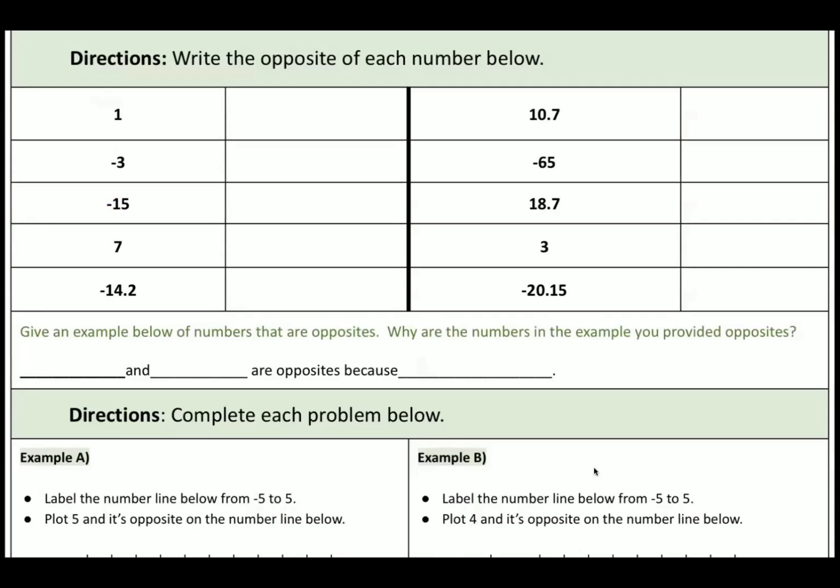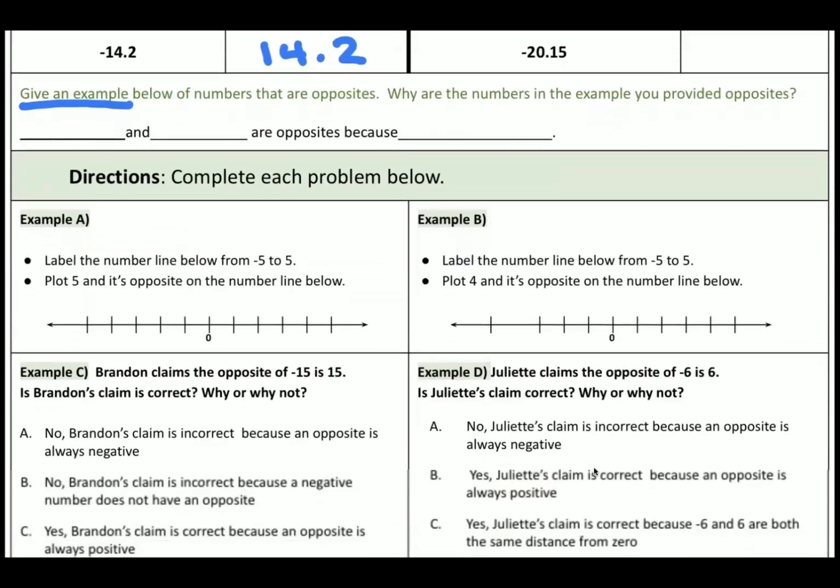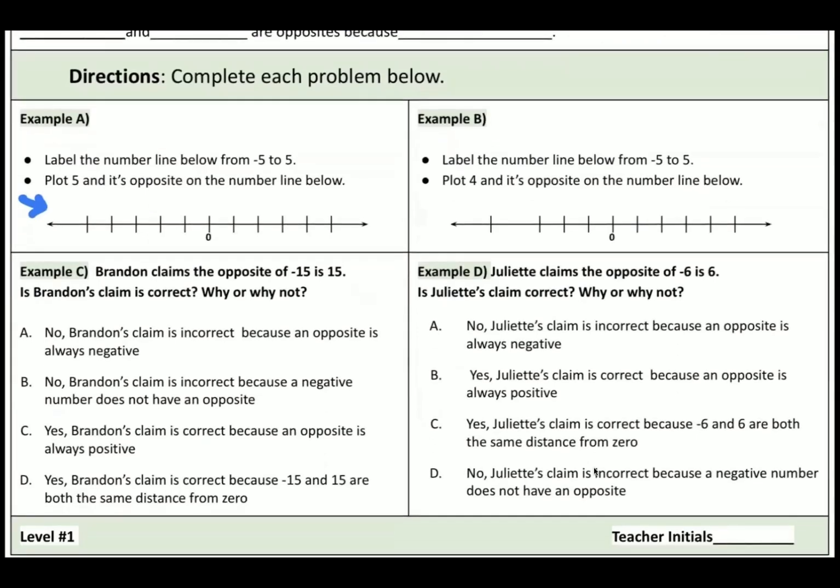This video won't go over the entire page, but just to make sure you're on the right track, for the first column, when you're writing the opposite, you should have gotten negative 1, 3, 15, negative 7, and 14.2. So go ahead and check your work for the first column. In this next section, you're giving your own example of numbers that are opposites. And then let's take a look at example A. Label the number line below negative 5 to 5. Okay, so we did that on page 1. You know how to do that. And then you're going to plot 5 and its opposite. So you're going to plot 2 numbers. First plot 5, and then its opposite. Go ahead and finish the rest of this page. Then check in with your teacher.